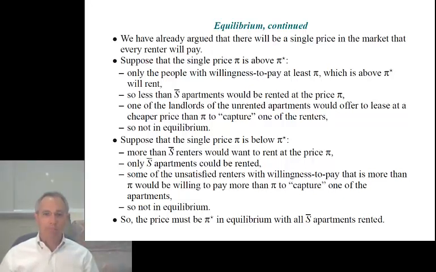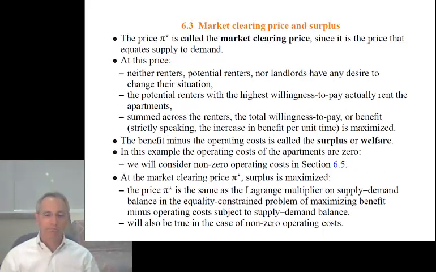So if every price above pi star is not in equilibrium and every price below pi star is not in equilibrium, then the only possible price is pi star, and indeed at that price no renter wants to change their situation. Because any renter who is renting has a valuation, a willingness to pay at or above pi star, so they're happy to pay pi star. Every renter who is not renting has a willingness to pay below pi star, and so therefore is not interested in paying pi star.